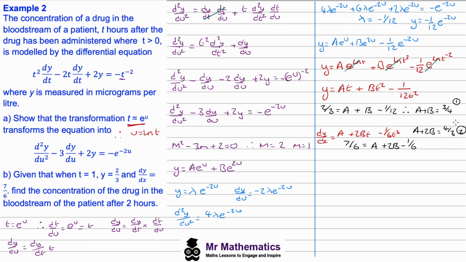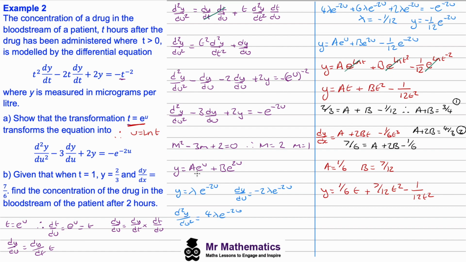And we can solve equation 1 and 2 simultaneously. And we get a is equal to 1/6 and b is equal to 7/12. So then for our particular solution, we have y is equal to our a value, 1/6, times t, plus our b value, 7/12, times t squared, minus 1/12t squared. And this is our particular solution.